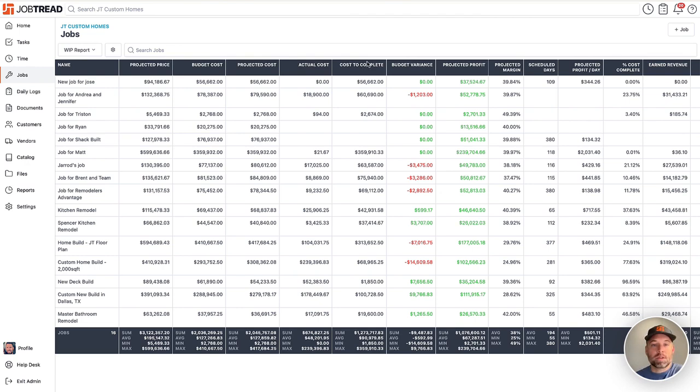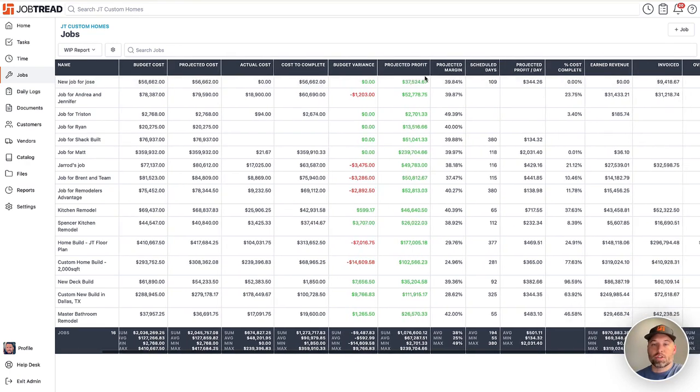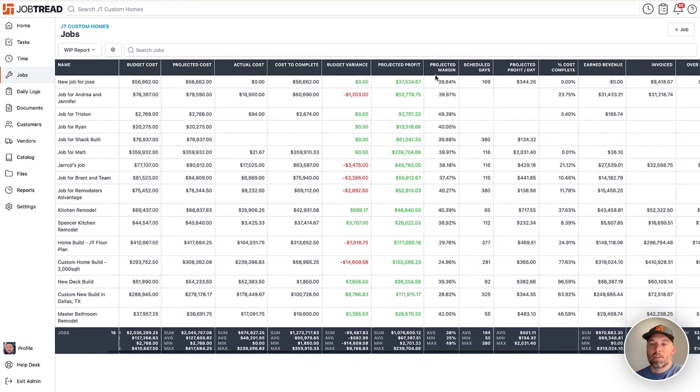And then the cost to complete is the difference between those two, showing you it's my projected cost minus what I actually spent. It's the money I intend to spend to complete the project. The budget variance is the delta between your budget and the current projection, and then the projected profit and projected margin are pretty self-explanatory.